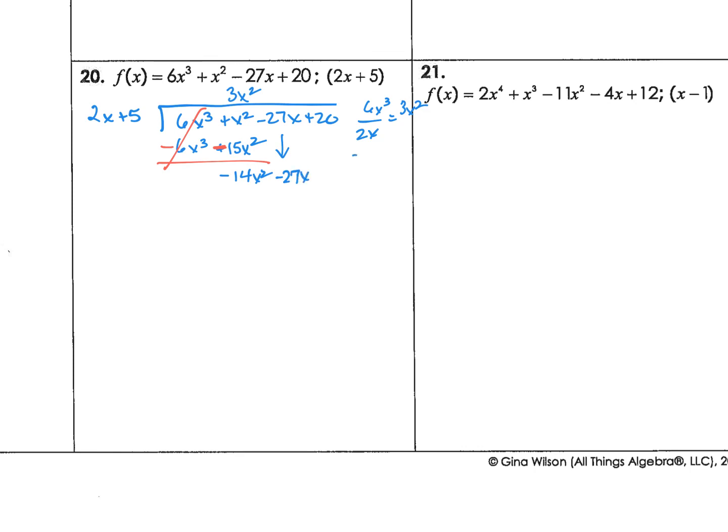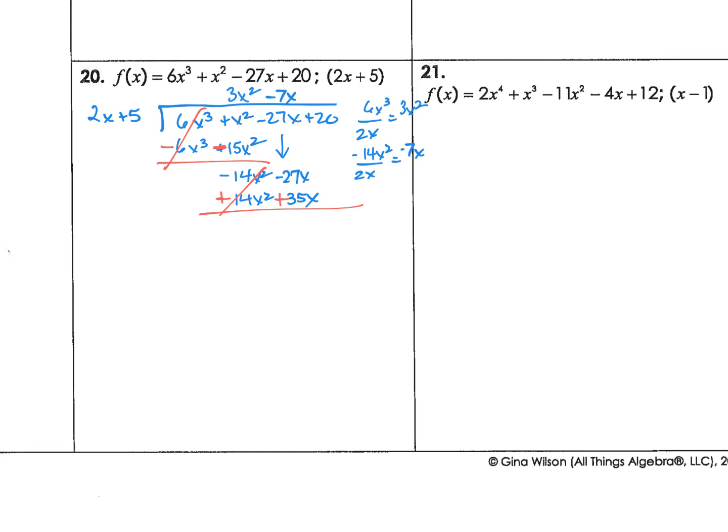Start again. Negative 14x squared divided by 2x. What do we get? Negative 7x, right? So that goes here, minus 7x. Multiply it out, negative 7x times 2x is negative 14x squared. Negative 7x times 5 is negative 35x. Change your signs.